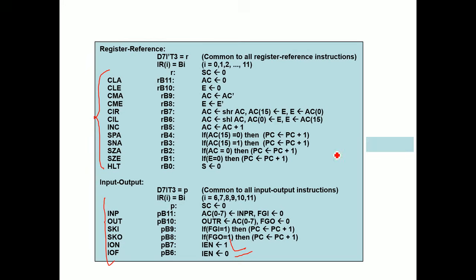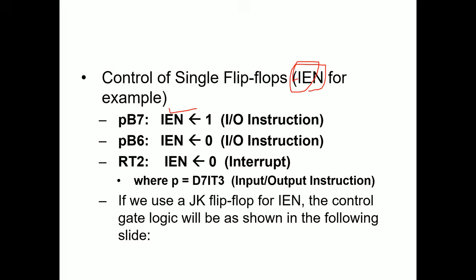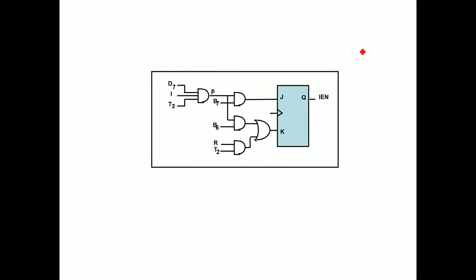So what are these instructions? pB7, pB6, and in R T2 also, we have IEN value as 0. Here p value means D7 I T3. So these instructions are nothing but IO instructions. IO instructions are executed when D7 is 1, I is 1, as well as T3 is active. For that purpose, we have drawn this diagram. Here we have taken the JK flip-flop, and this is the Q output. So this is R T2, p, D7 I T3, pB7, pB6, and we performed the addition operation on these terms.